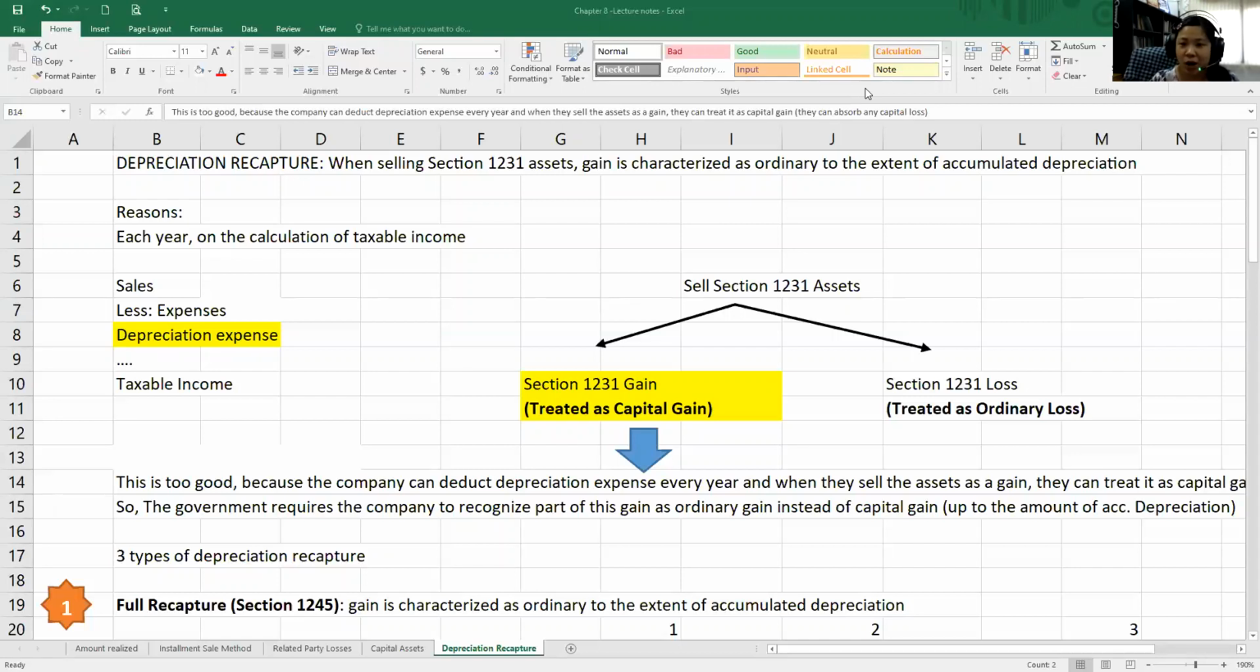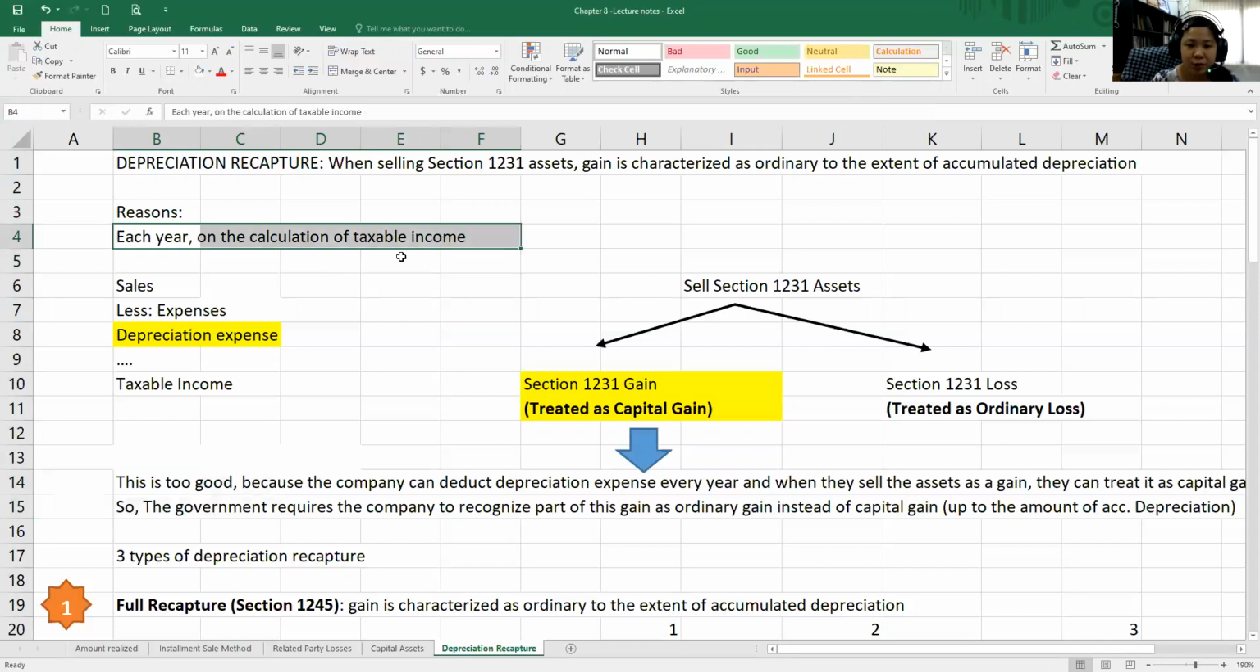Okay, now why do we need to do that? So you know that every year when you calculate the taxable income, you take sales minus depreciation expense. This is one of your expenses, and then you get taxable income. So you can see that because we can deduct depreciation expense, it makes our taxable income smaller, and so we can save some tax.